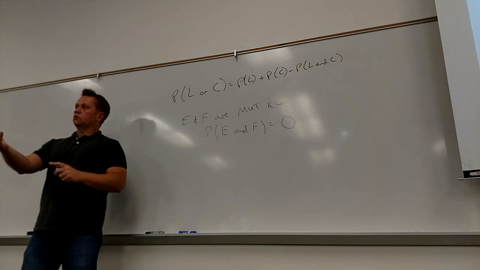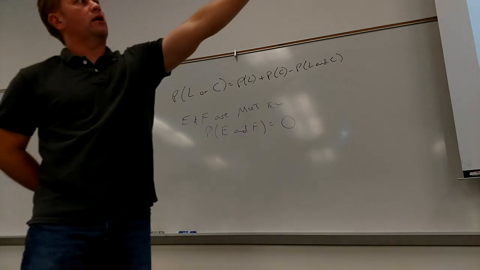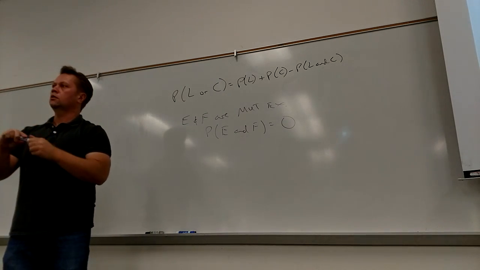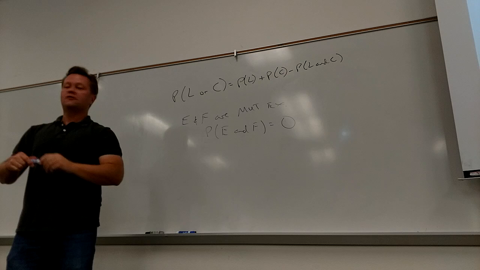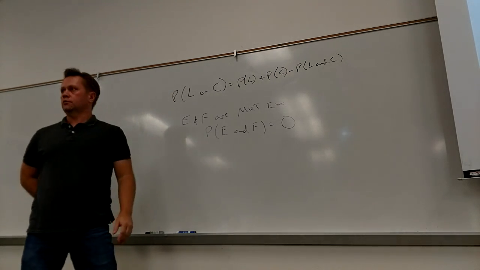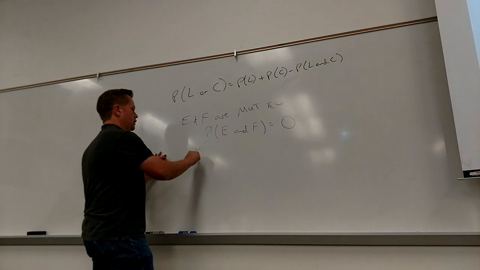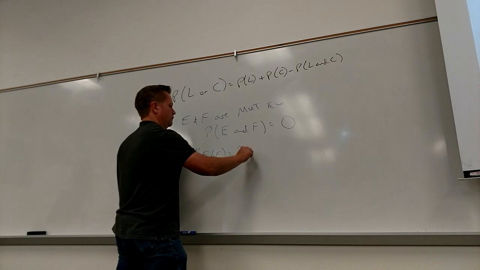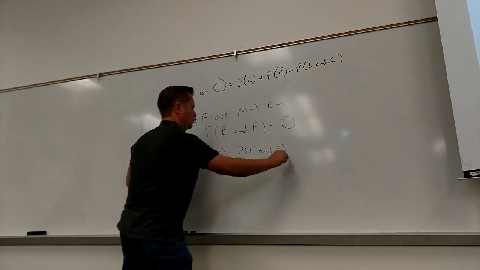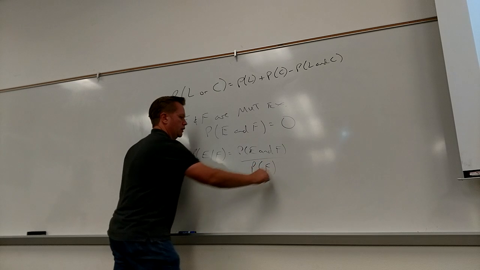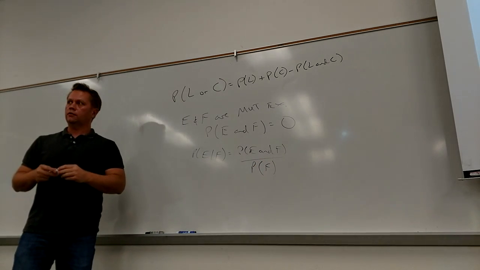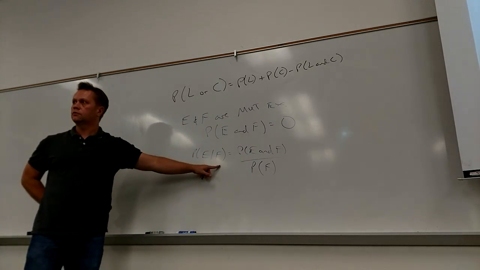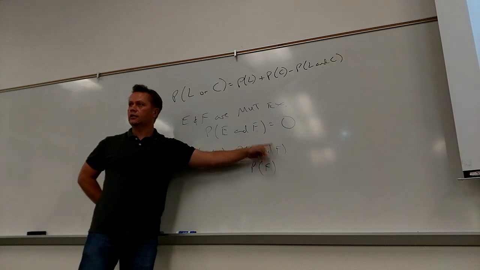Is that cool? And then they ask you, what's the probability of E given F? Well, what's the formula for that? If you didn't write this down, you couldn't answer the question. What's the formula for probability of E given F? Probability of E and F over probability of F. I like it. That is the formula for it, right? If you didn't write this, then you couldn't do this, because they don't tell you this, not directly.